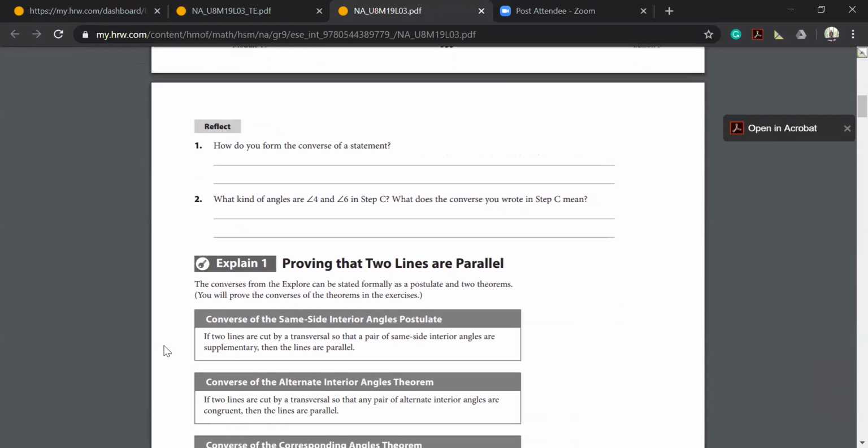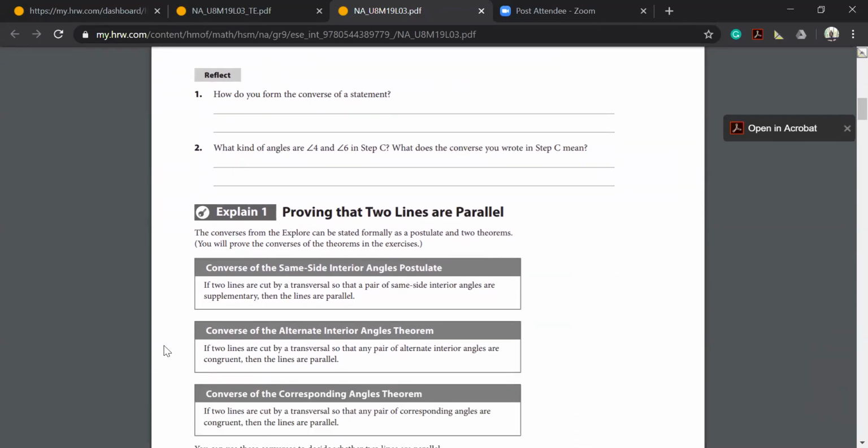Proving that two lines are parallel. To prove that two lines are parallel, we will have three converses: the converse of the same side interior angle postulate, the converse of the alternate interior angle theorem, and the converse of the corresponding angle theorem. The only one which is a postulate is the same side interior angle, and the others are theorems.